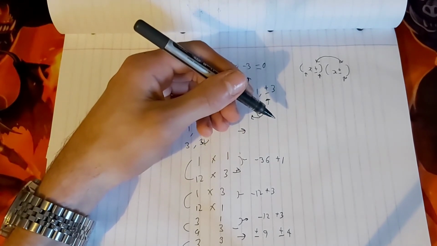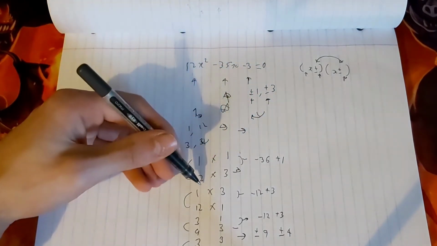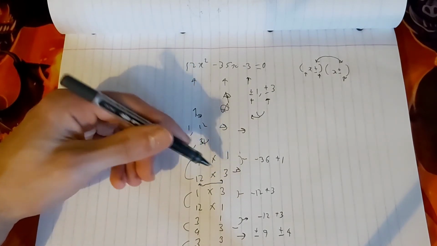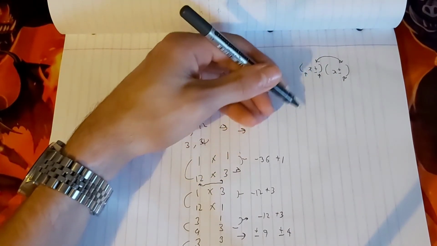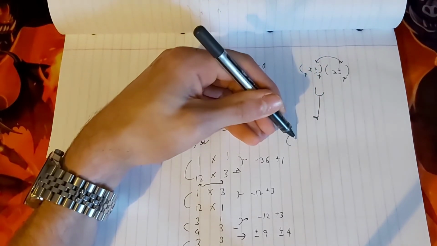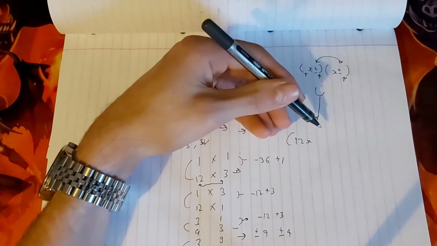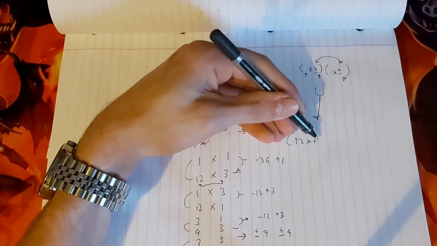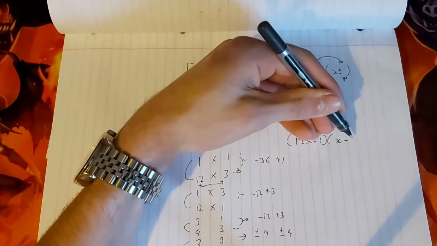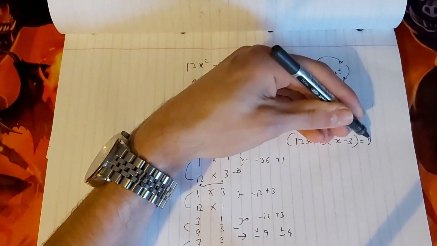Very simple, isn't it? So we know that the 3 and the 12 are going to go in opposite brackets because they're times together. So we're now going to go back to this bit. It's going to be 12x plus 1, x minus 3 equals 0.